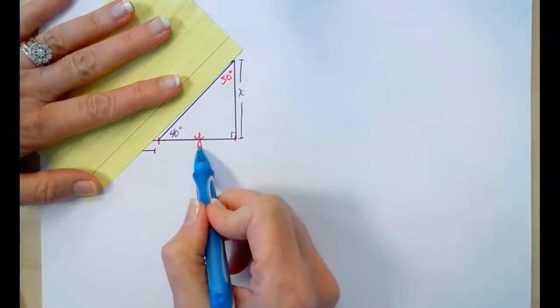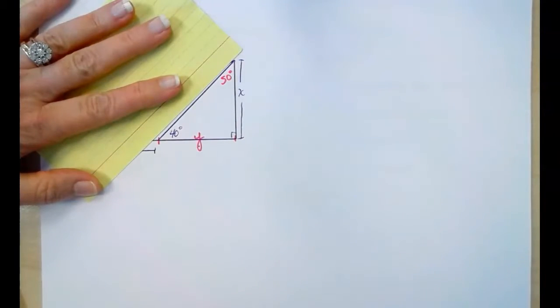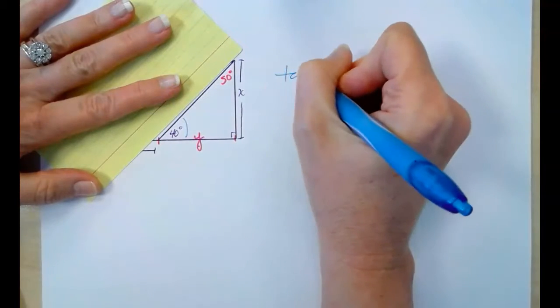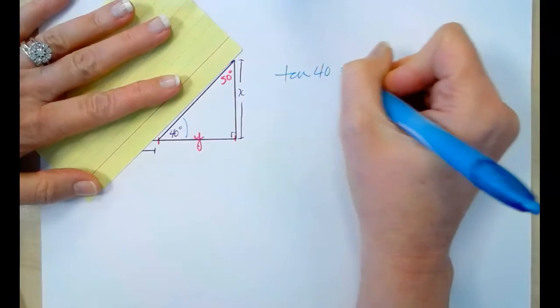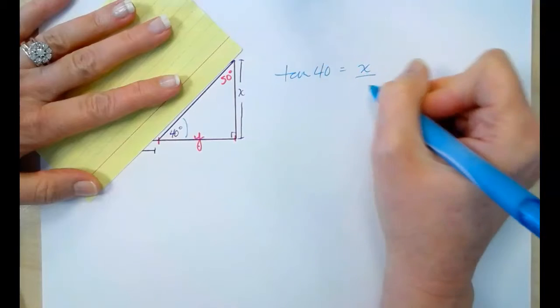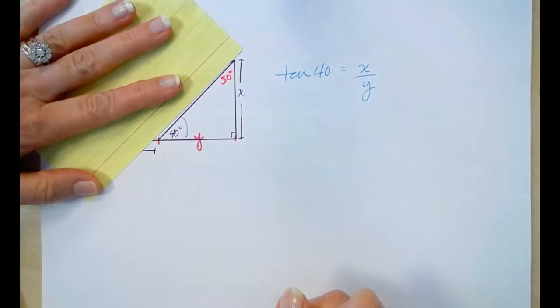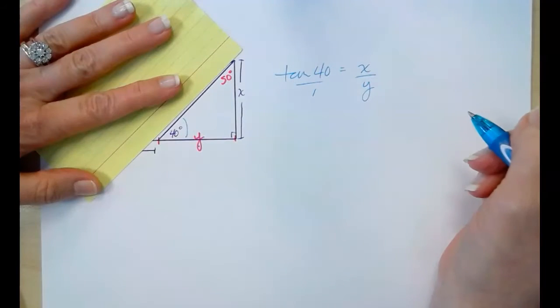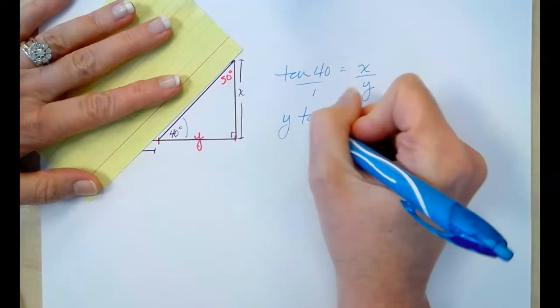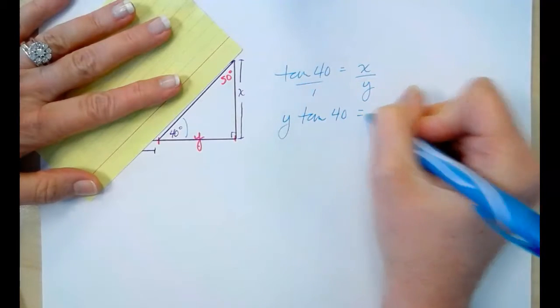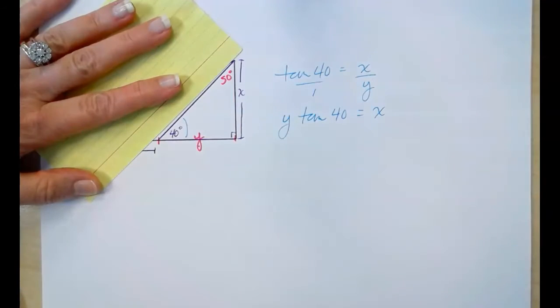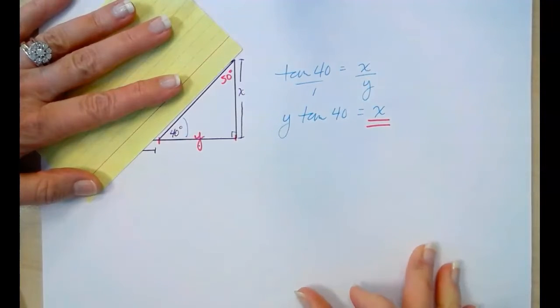So if we're going to allow this side to be y, and my angle in question is 40, then the tangent of 40 is equal to x over y. If the tangent of 40 equals x over y, if we cross multiply, we see that y times tangent 40 equals x. We have a valid substitution for x.